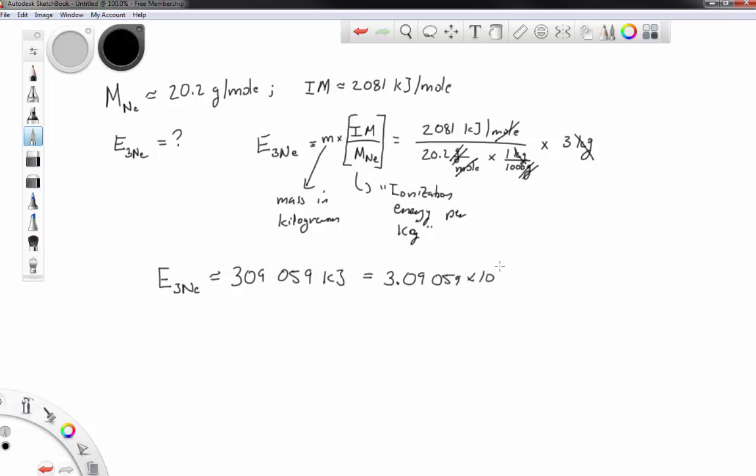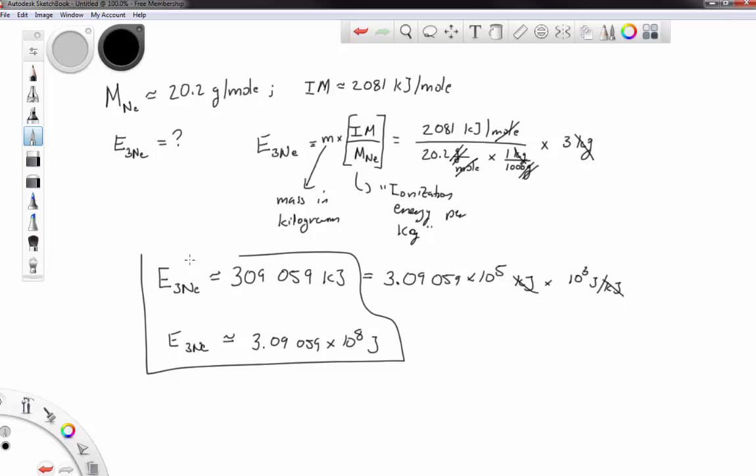In scientific notation, that might be 3.09059 times 10 to the 5th kilojoules, and then we can multiply that by 1,000 joules per kilojoule if we so desire. We would end up with a total ionization energy for 3 kilograms of neon singly ionized of 3.09059 times 10 to the 8 joules. So either of these would work fine as the answer.